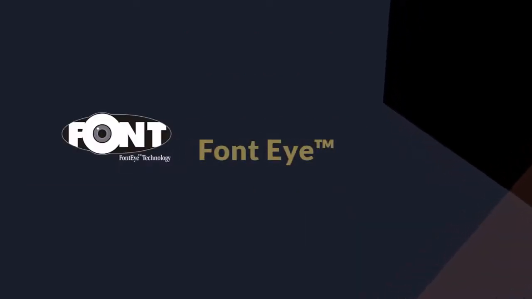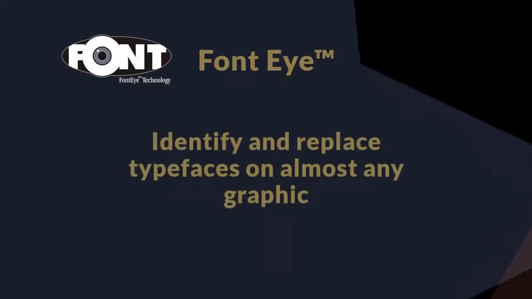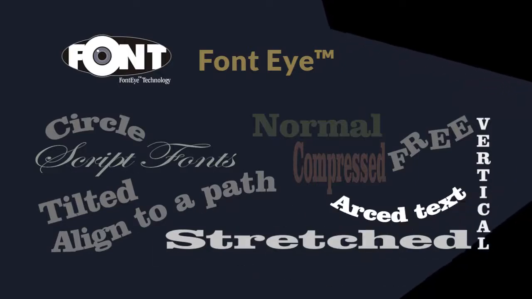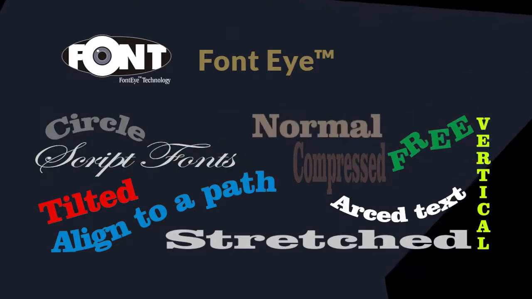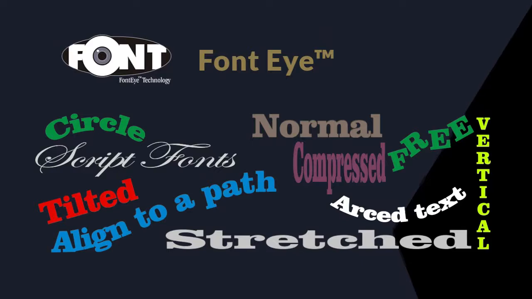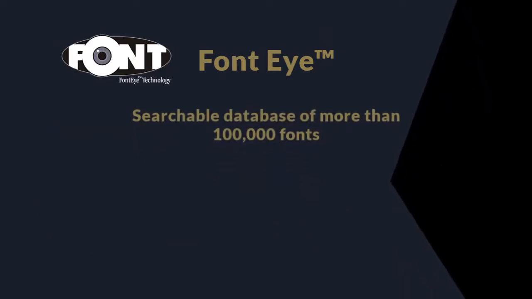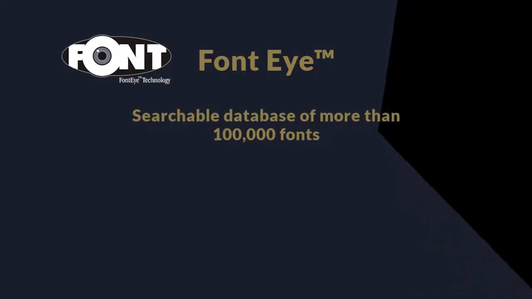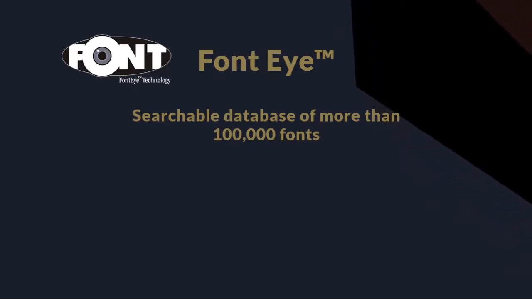Fontai is an incredible tool which allows you to quickly identify and even replace the typeface used in almost any graphic. Imagine, even if the text is on a curve or aligned to a path, angled, vertical, or free, script, or a connected font, Fontai has the ability to identify a growing number of typefaces, even if they have been stretched or compressed. At this time, you can search a growing database of more than 100,000 identifiable fonts in typeface collections from a variety of different sources.